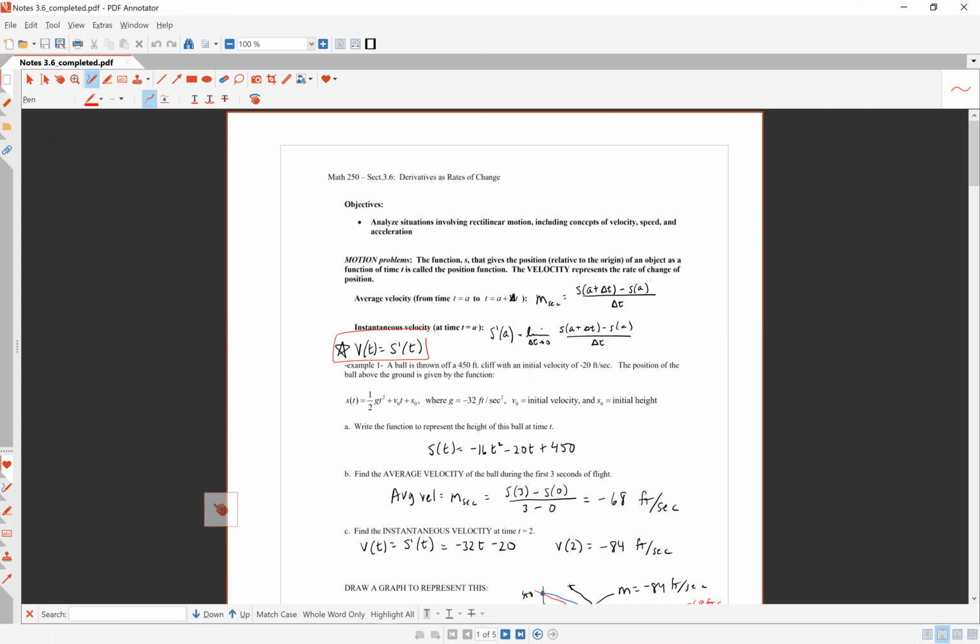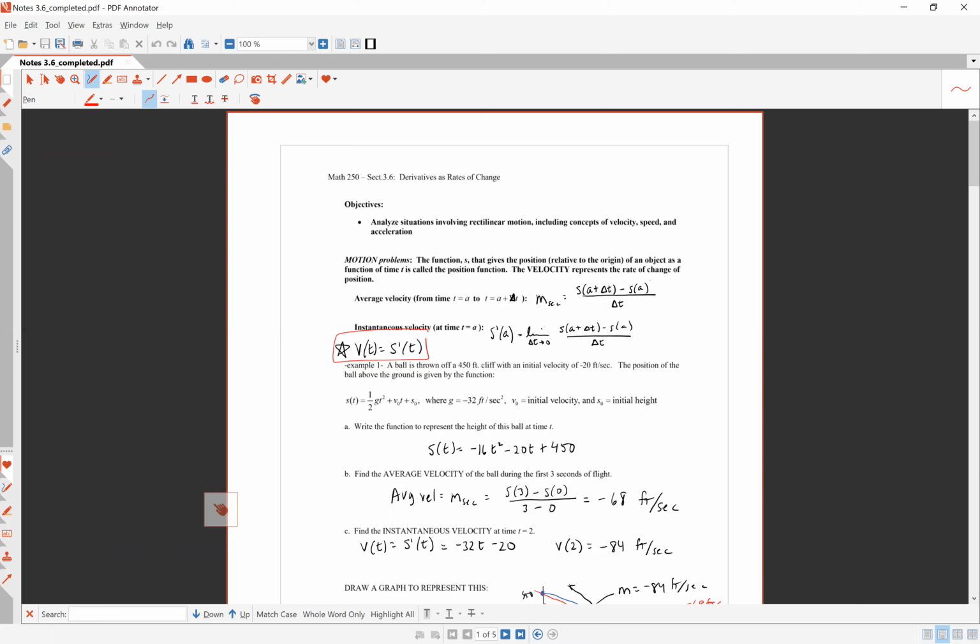One thing before we continue, I want to emphasize that the velocity can be positive or negative. Velocity actually has two components: its magnitude, its size, but also direction. We can move to the left or to the right. We think of going to the right as positive, so if the velocity is positive, we're moving to the right. If the velocity is negative, we're moving to the left.